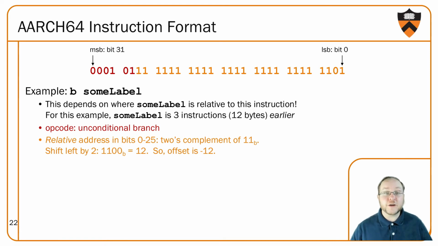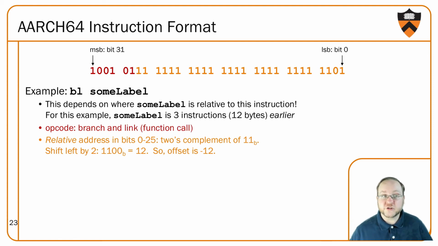This is the result of right shifting the value by 2. So that means we have to left shift it to restore those 2 trailing zeros. We end up with 1100, which is 12. But we did do the 2's complement to get this value because it was negative, so our relative address here is -12. We're jumping backwards in the program. And since each instruction is 4 bytes, -12 as an offset means jumping back 3 instructions.